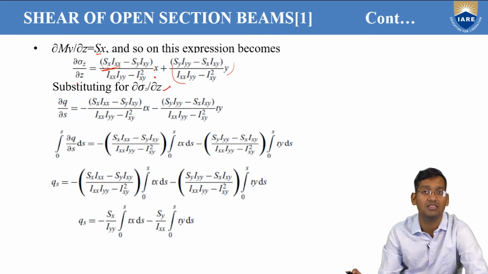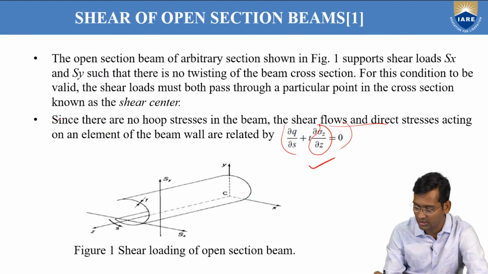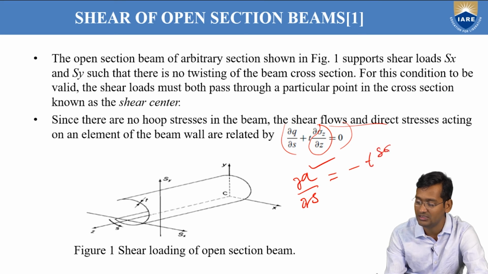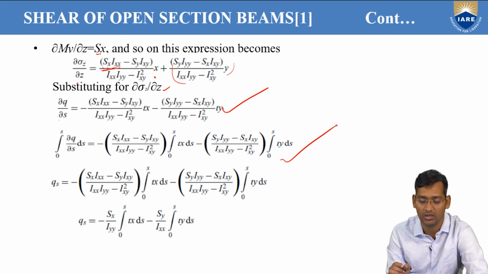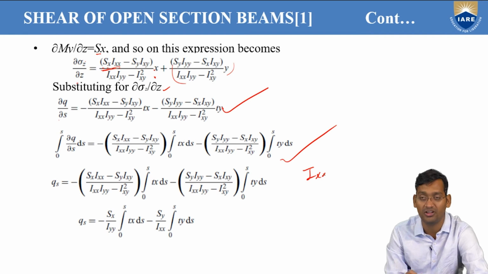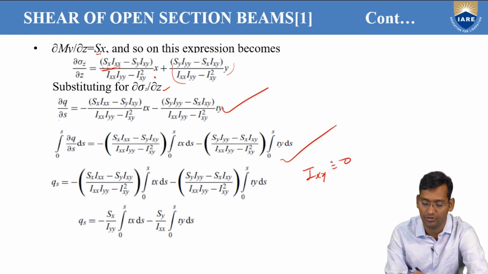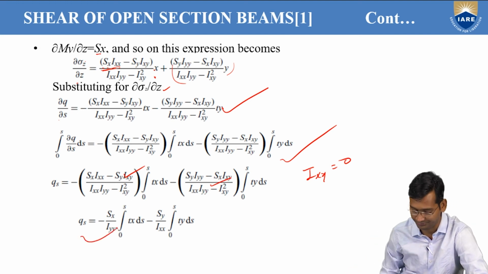Substituting for del sigma Z by del Z in the previous equation. So what we will get, or here if you will take this side, this becomes negative. So del Q by del S equals to what? Minus of T del sigma Z by del Z. Now put here del sigma Z by del Z. After substituting, we will get this equation, right? Integrate that equation. After integrating, because of the symmetry, put Ixy as 0. So after substituting Ixy 0 in this, what we will get? Qs equals to this one.